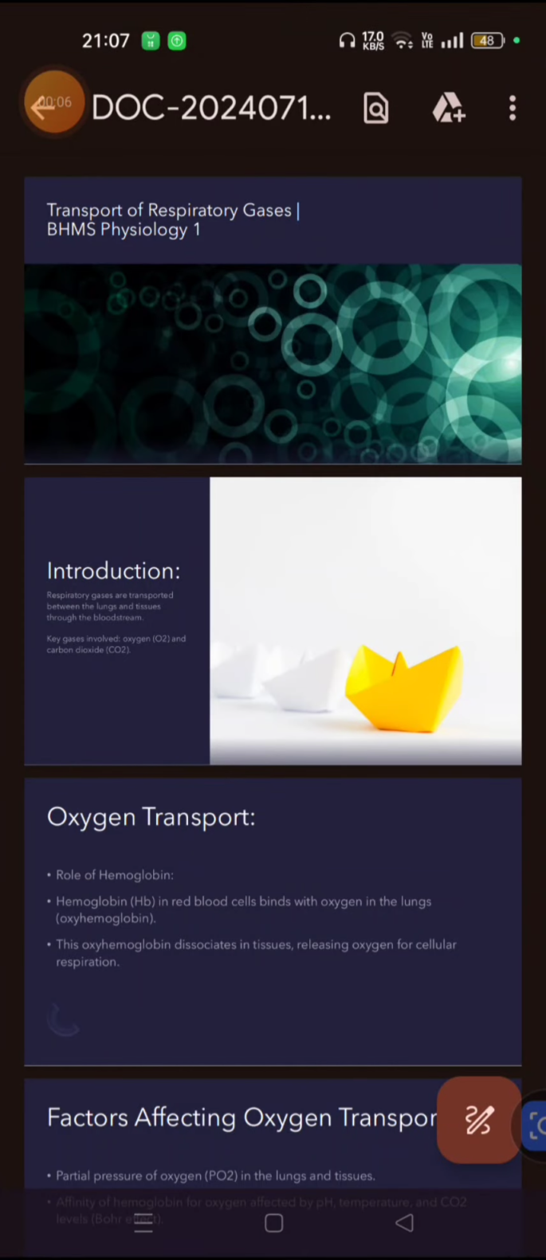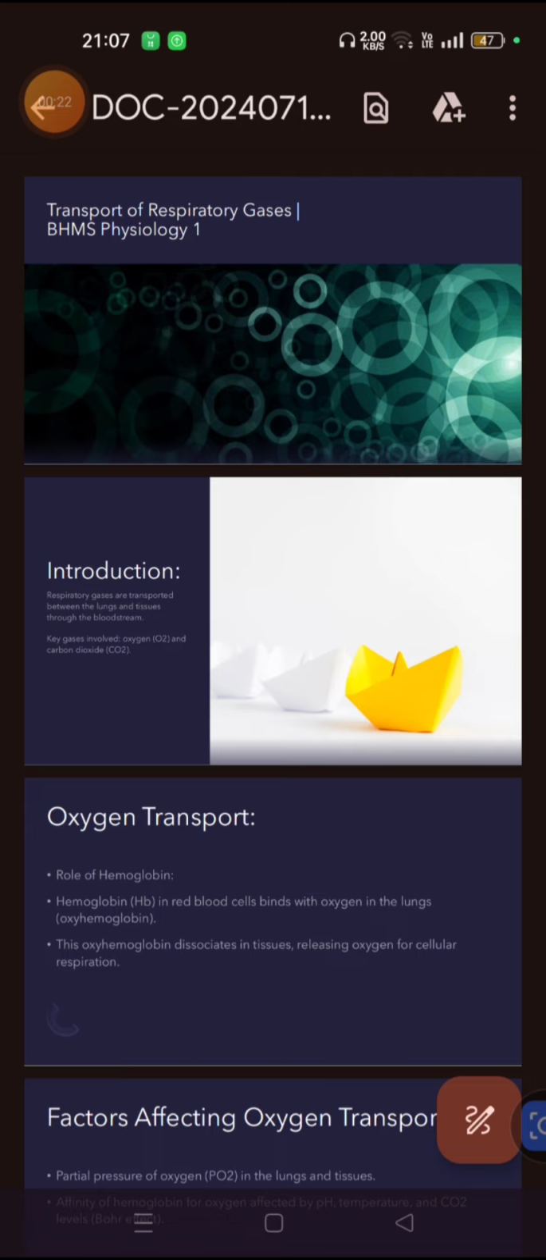Transport of Respiratory Gases. BHMS Physiology, first introduction. Respiratory gases are transported between the lung and tissue through the bloodstream. Key gases involved are oxygen, O2, and carbon dioxide, CO2.